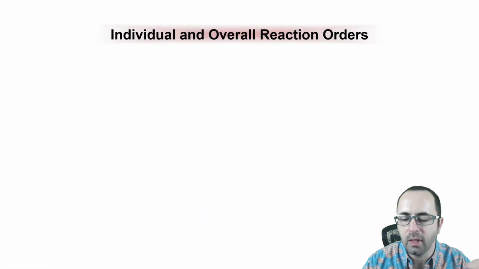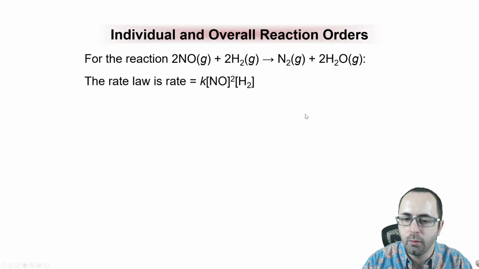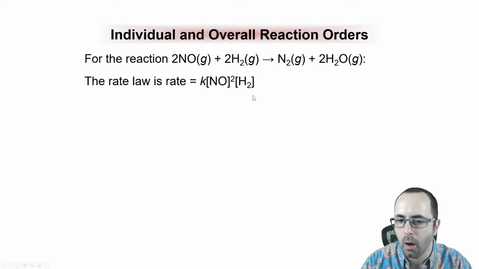In addition to having individual reaction orders with respect to each reactant, we can also describe overall reaction orders. So here is a reaction. Two nitrogen monoxide molecules react with two hydrogen molecules and make one nitrogen molecule and two water molecules. The rate law for this reaction is the rate constant times the concentration of NO squared times the concentration of H2 to the first power.